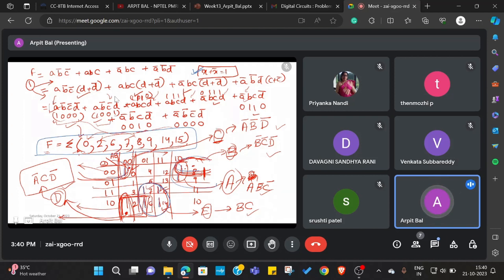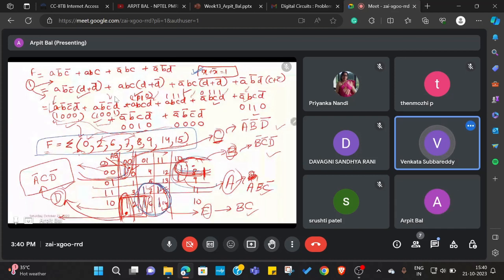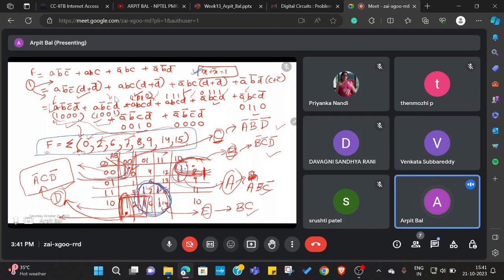Okay, so let me give an example here. Can you see this quad? Yes, sir. Can you see this thing that I marked in blue? Yes. Okay. So let us say 1, 1, 1, 1 is present here. If I take only one of them, can I call it an implicant? Yes, it is an implicant.